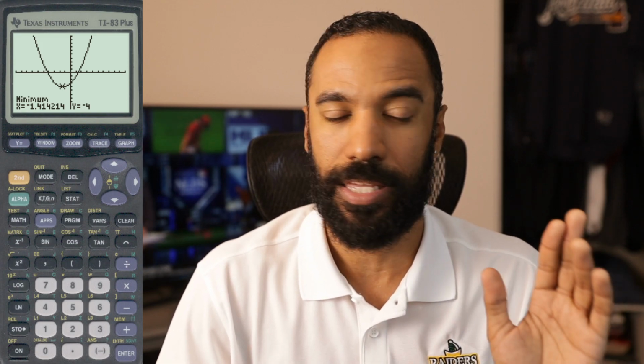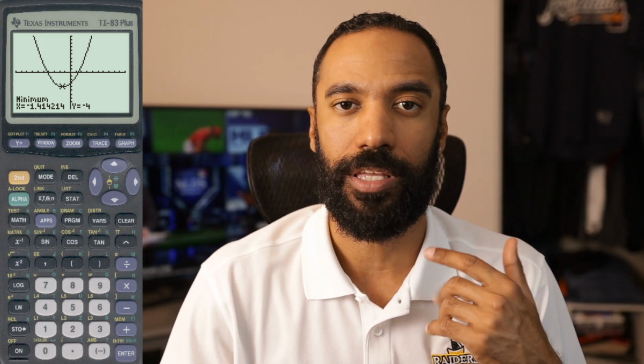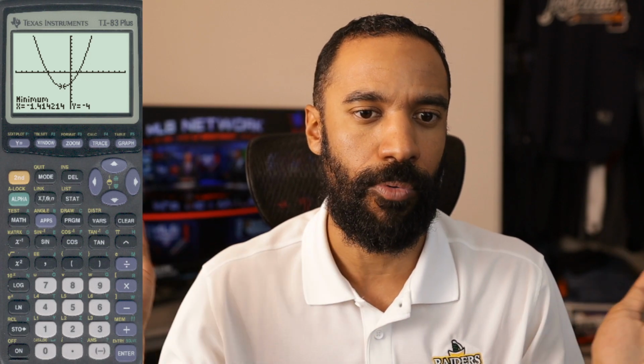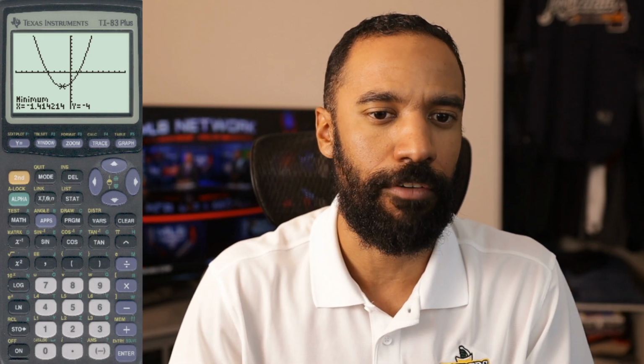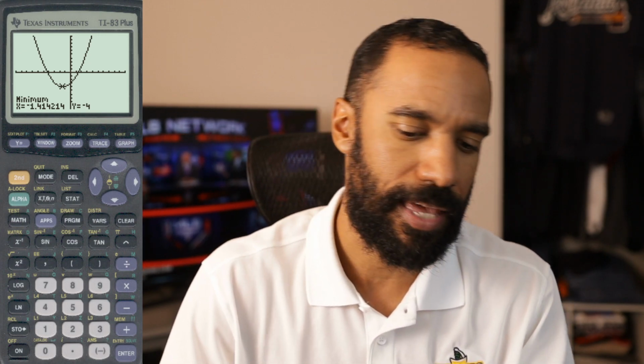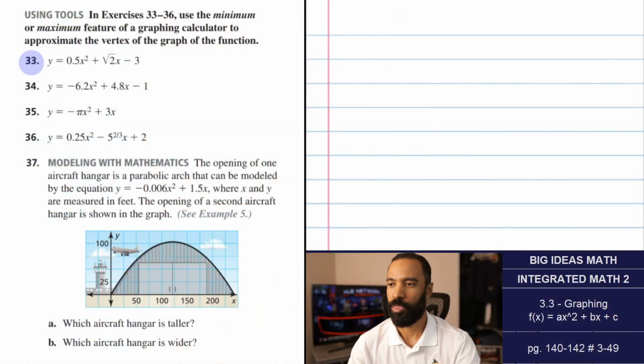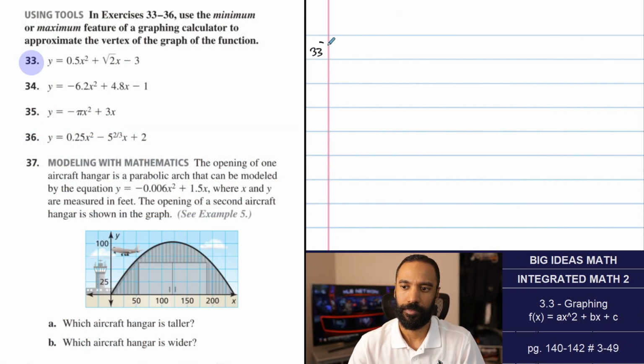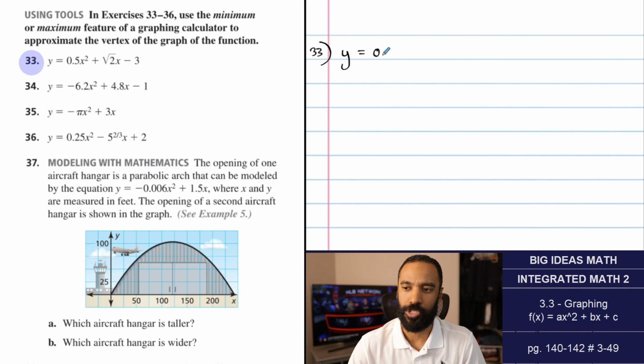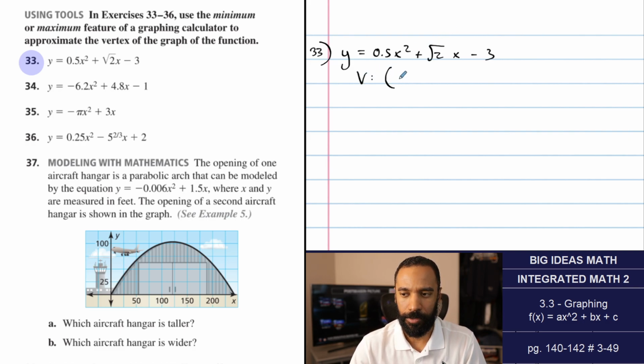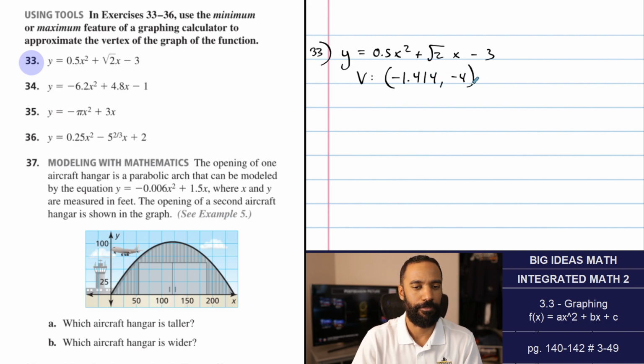So what do they want? Approximate the vertex. The exact y value is -4. The approximate x value is -1.414. I'll do 3 decimal places. So I'm going to write that out. That is number 33. So the y value is 0.5x squared plus square root of 2x minus 3. The vertex is about -1.414, comma -4, just like that.